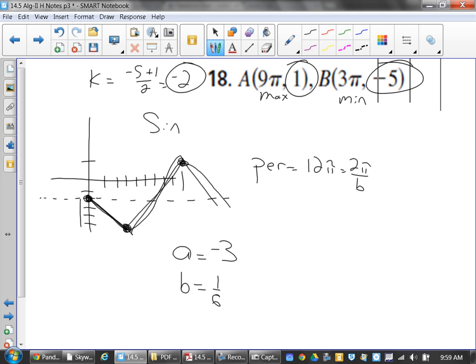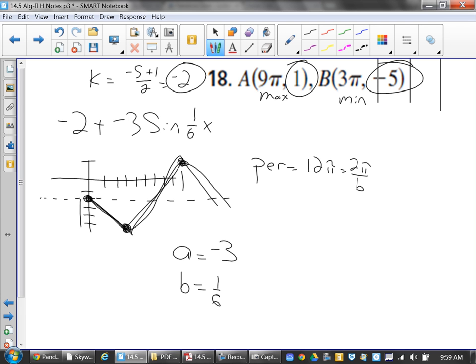So we wind up with -3 sine 1/6 x, but I'll put a -2 plus that. I put the K out in front because it's a negative, it just looks cleaner. Do you need the plus? Yes. Oh, I see what you're saying. No. You could write it as -2 -3 sine, and that's fine.